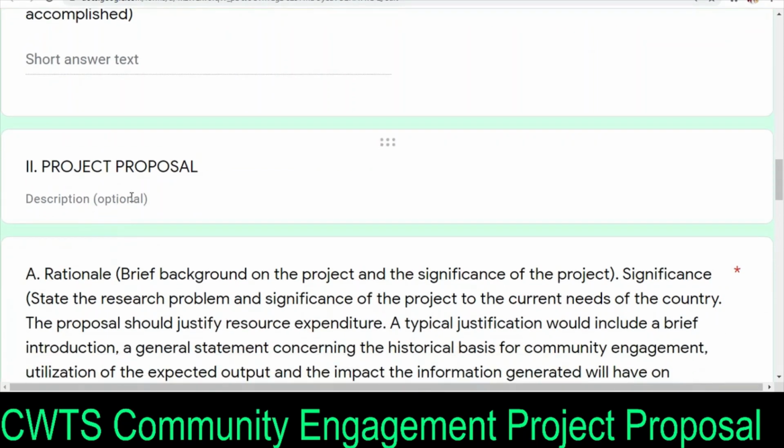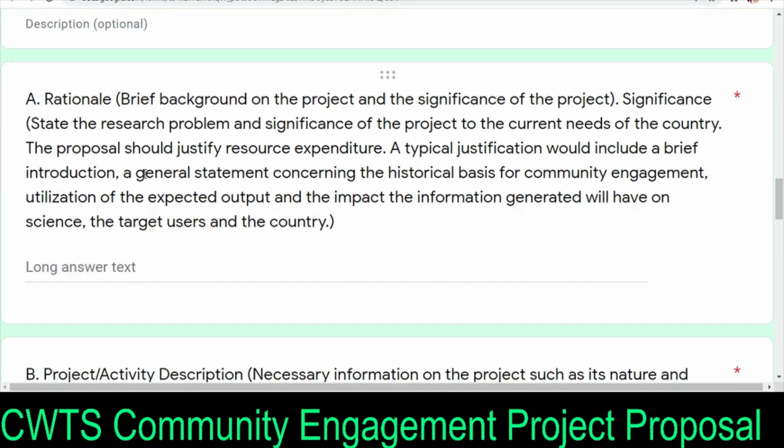Now this is the project proposal part, part 2. The first part here is rationale. Here you have to briefly discuss the background of the project and the significance of the project. When we say significance, state the problem and significance of the project. What is the problem in your community? This is quite easier to identify now because we have pre-identified thematic areas.